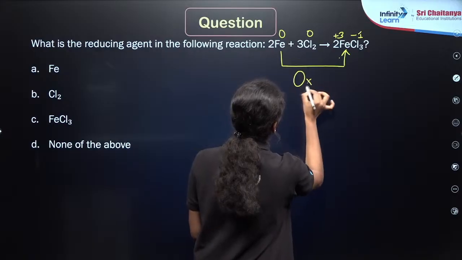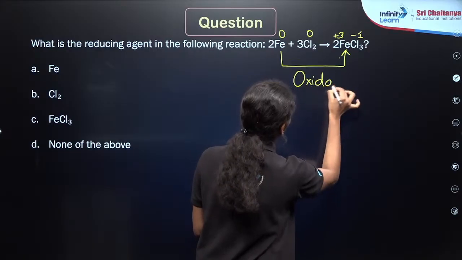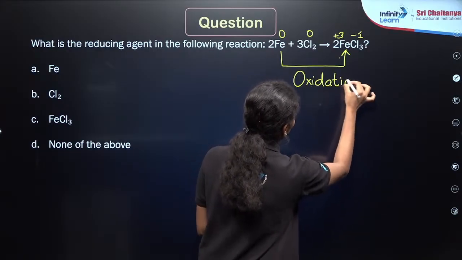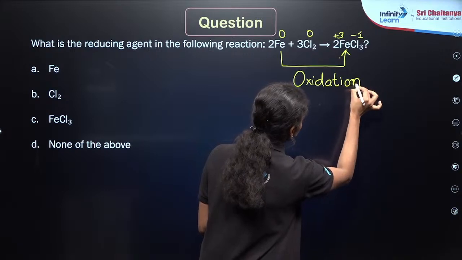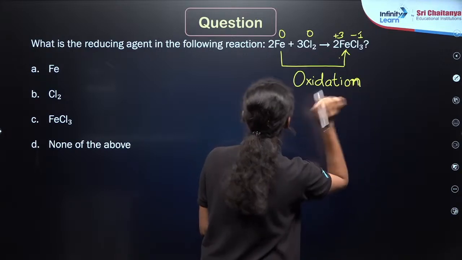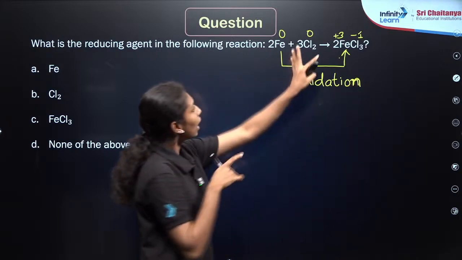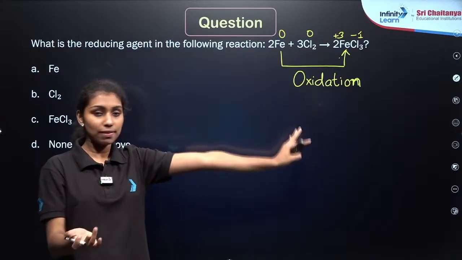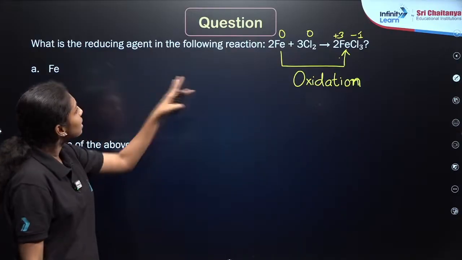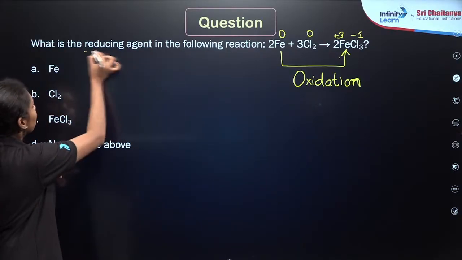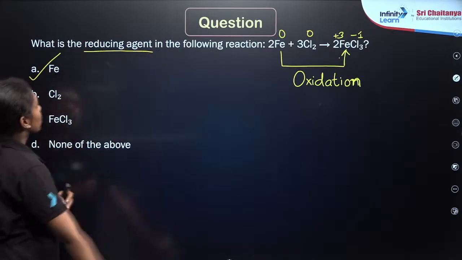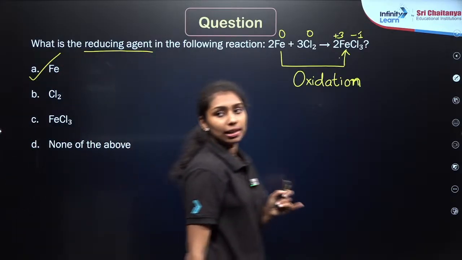As we already know about the oxidizing agent and reducing agent, the component that itself undergoes reduction is known as the oxidizing agent, right? So here iron is undergoing oxidation itself, so it will be a reducing agent. So what is our question? We need to find out the reducing agent, right? So iron will be our reducing agent. Is that clear?